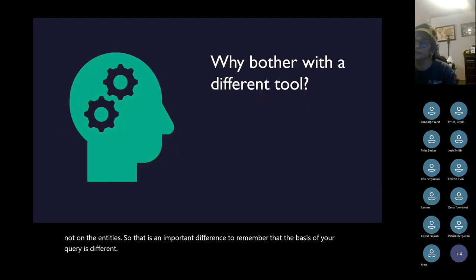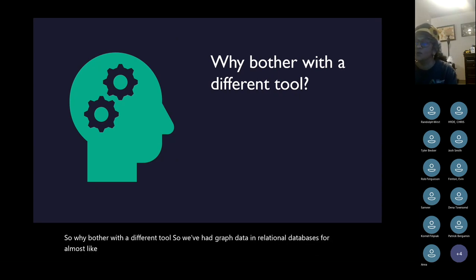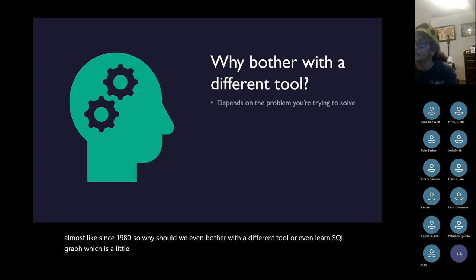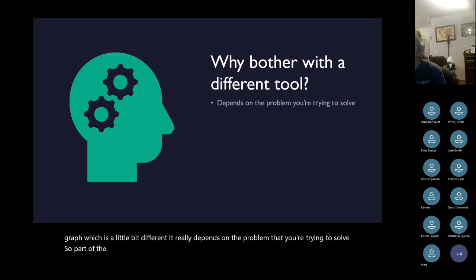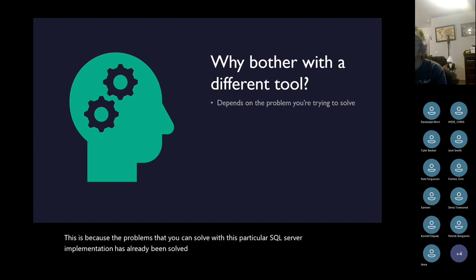So why bother with a different tool? We've had graph data in relational databases since almost the 1980s. So why should we even bother with a different tool, or even learn SQL Graph, which is a little bit different? It really depends on the problem that you're trying to solve. Part of the reason, and this is just my opinion, why SQL Graph did not take off in a big way with the user base is because the problems that you can solve with this particular SQL Server implementation have already been solved in other SQL Server algorithms. So it wasn't providing a big gain in that way. That's the reason why it didn't take off in a big way.